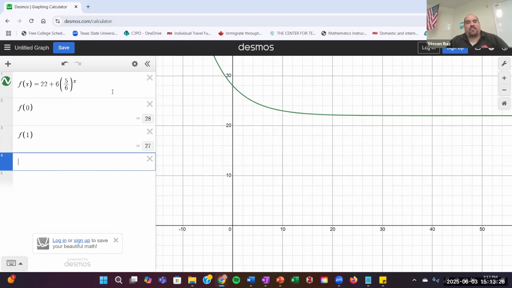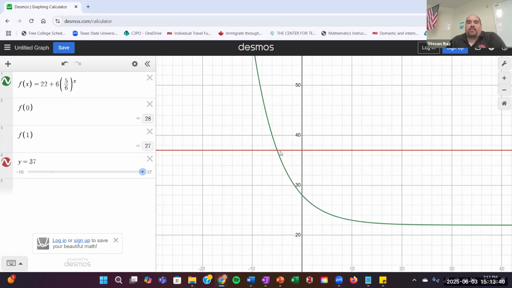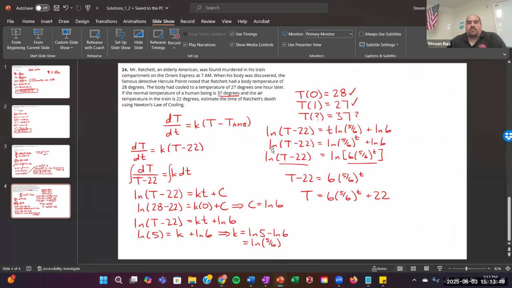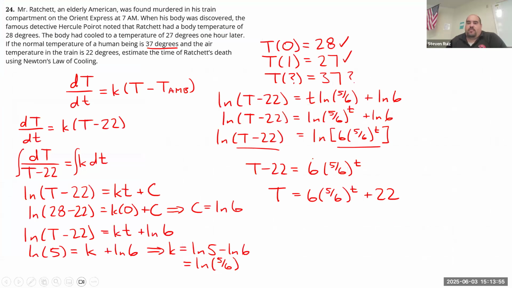What did I want to find out for sure? I wanted to find out the time of death. So I'm going to graph another line here, y equals 37, because that is the temperature of a normal human body. And where do those lines intersect? They intersect at negative 5.02. So let's take that information. What we have found is t equals negative 5.02.